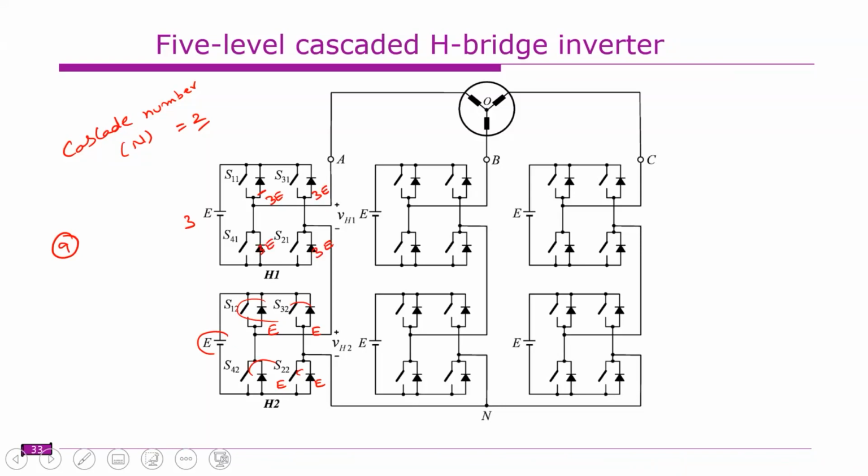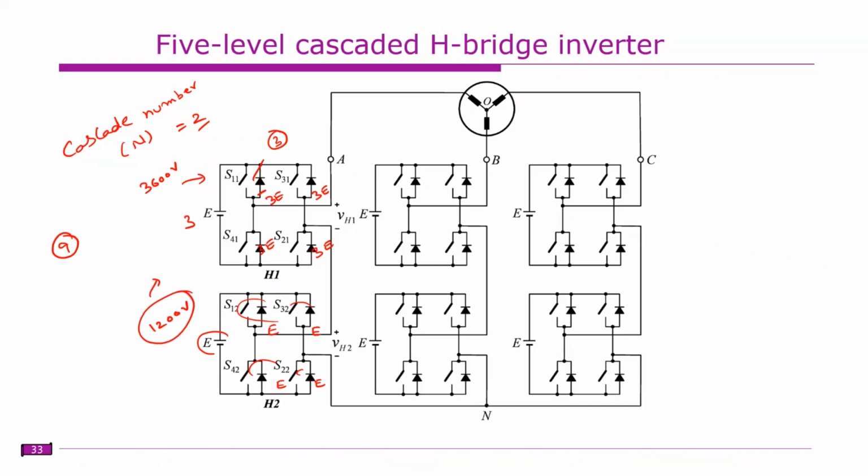Meaning, if you have a switch which can block E voltage, then you need to connect 3 switches in series. For example, if you require a 1200 volt switch here, whereas there you require 3600 volts, either you directly take the 3600 volt switch or you connect 3 1200 volt switches in series. So that is one drawback.